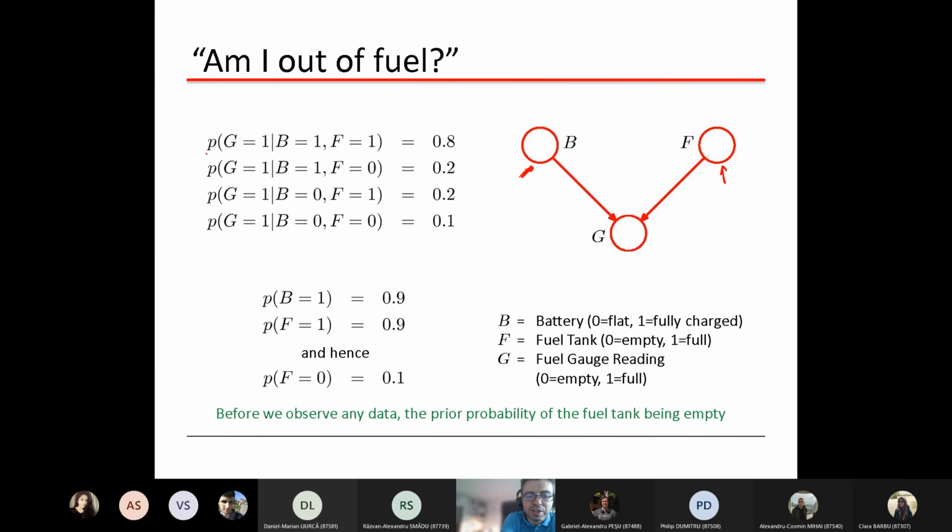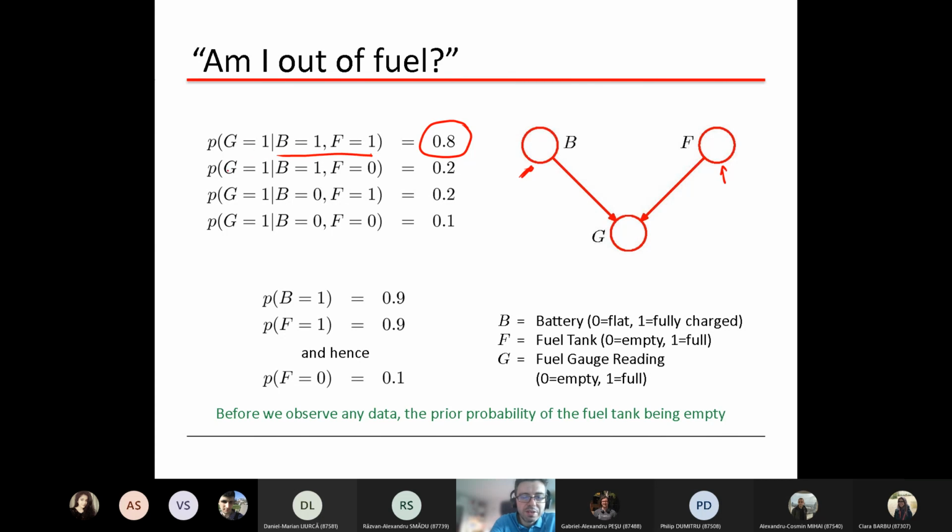Now let's see how this indicator works. If we have battery and fuel, 80% of the time the indicator will say that we have some fuel. So this is not very good. It's a pretty bad indicator. It should be 0.99 if you want. Then what is the probability of the gauge saying that we have fuel if we don't have fuel but we have battery? It's 20%. So again, it's pretty bad. If we don't have battery and we have fuel, it's still 20%. If we don't have battery and we don't have fuel, it's actually 10%.